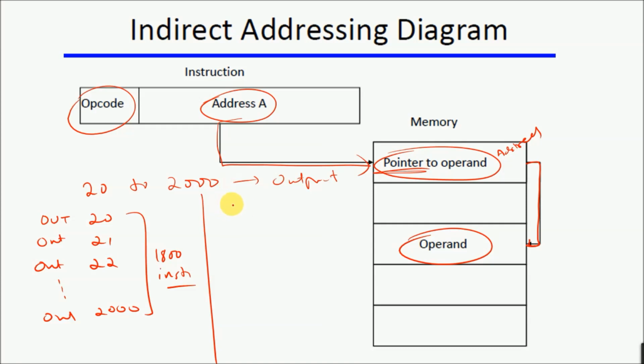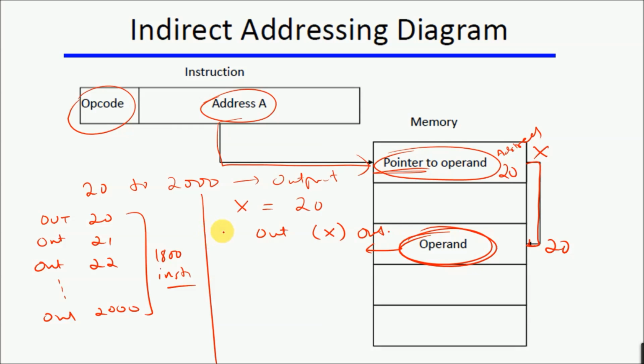So let's say we have a variable x and we say x is equal to 20. Now we say OUT x. What is the value of x? 20. So now go to location 20 and fetch the data from that location, not from x but rather from location x, and x has 20, so now go to location 20 and fetch the operand from there and send it to the output.